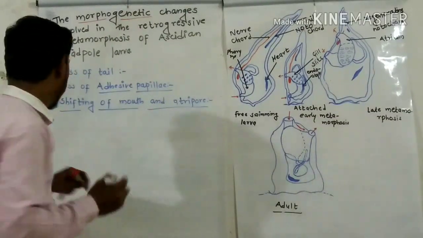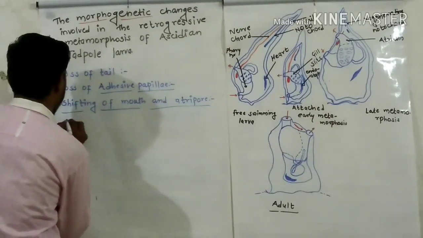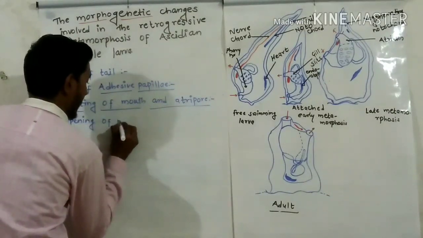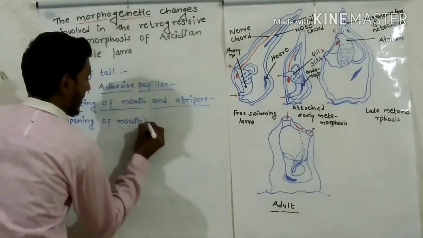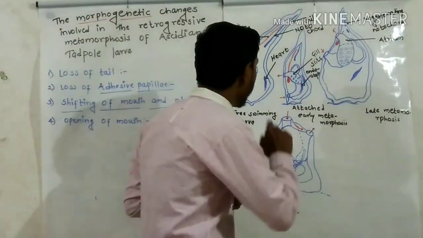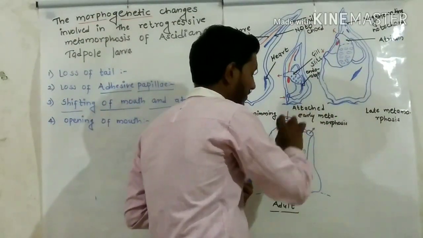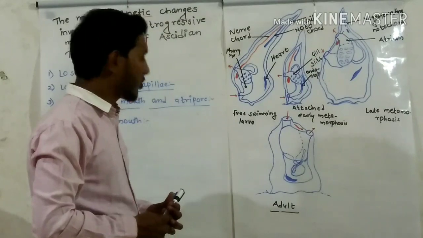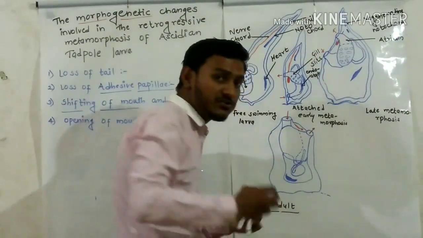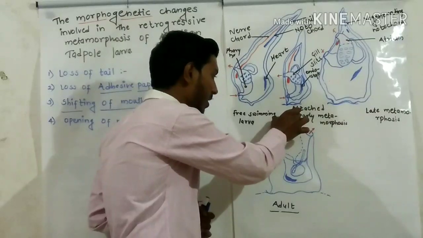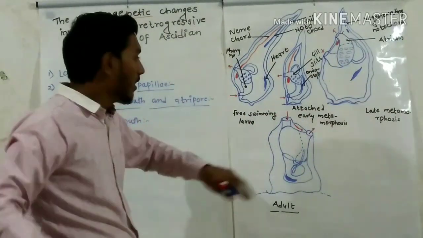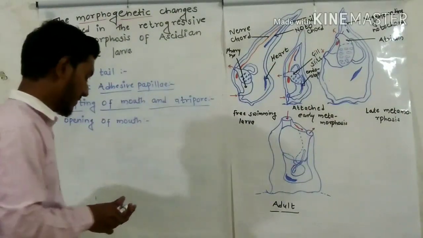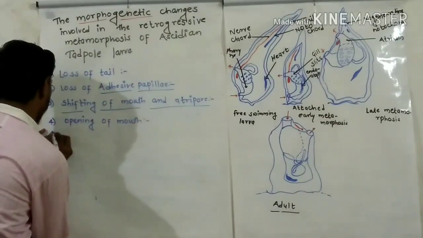Fourth is the opening of the mouth. As you can see, here it is the stomodaeum region above the ectoderm. So this region needs to be dissolved. So in this region above the mouth, the tissue is reabsorbed, and opening of the mouth takes place. Okay, is it clear?